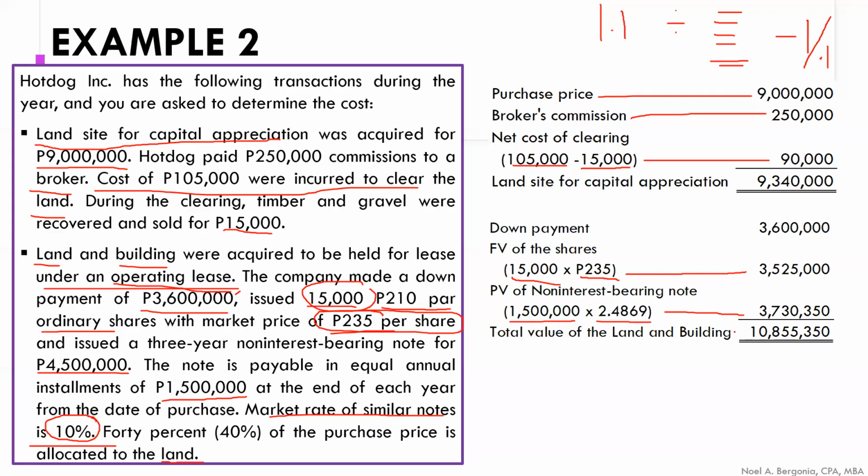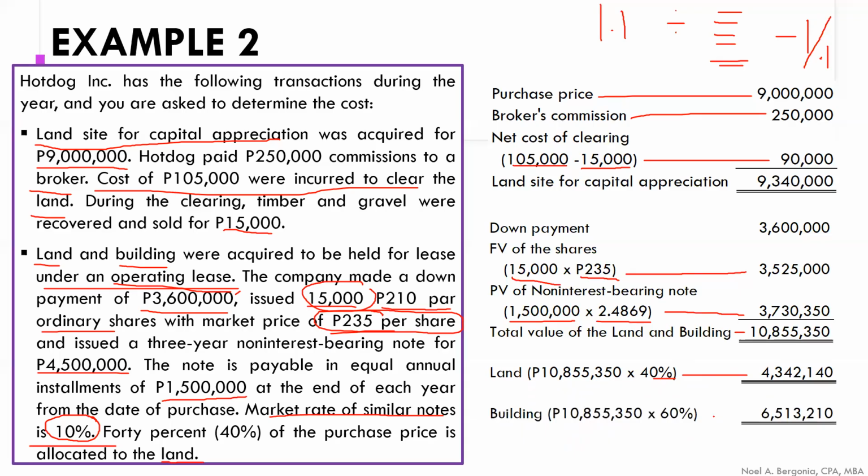Okay? So adding all of the considerations being paid in exchange for that land and building, it's having a total value of 10,855,350. So yan yung total value nila, and we need to allocate the values to the land and building. Okay, for the land, it's 40%. So the total value or total price times 40%. So the value allocated to the land as its cost will be 4,342,140. Okay. And then as to the building, which is 60%, so it's 6,513,210.